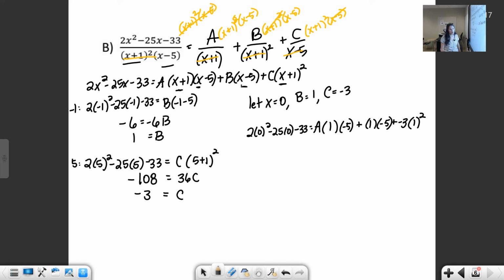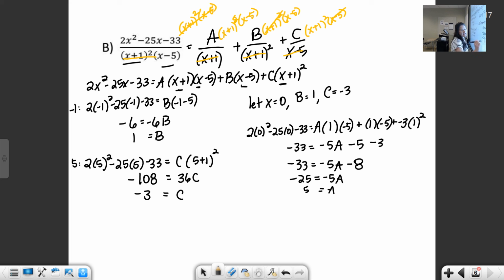Okay, so I can do this math out and get whatever a is. The only thing over here is negative 33, and I get negative 5a, a minus 5, minus 3. So negative 33 is equal to negative 5a minus 8. Add 8, negative 25 equals negative 5a, and a is 5. So the partial fraction decomposition for this one would be 5 over x plus 1 plus 1 over x plus 1 squared plus negative 3 over x minus 5.